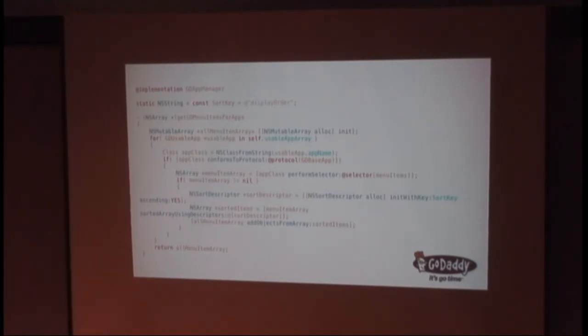GDAppManager lets you get all the available menu items and GDRoutes configured in an application using an array of GDUsableApps. As you can see from this example, with the use of NSClassFromString and the GDBaseApp protocol, we can grab all the menu items for the configured app with just the app name property of the GDUsableApp.